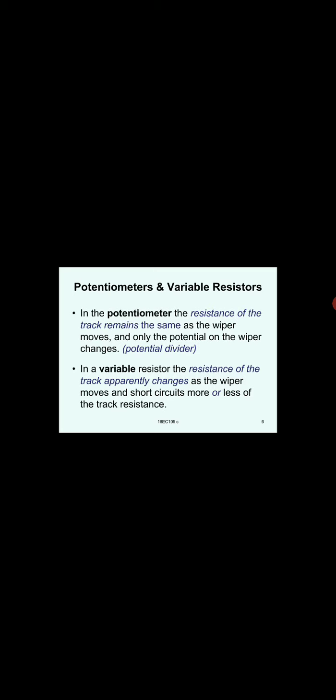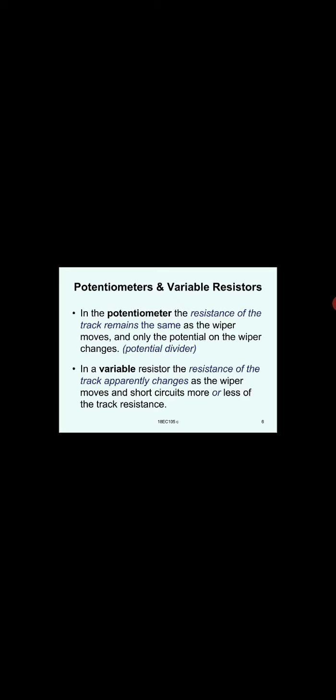Potentiometers and the variable resistors. In the potentiometer, the resistance of the track remains the same. The resistance is not going to vary because that is designed. It remains the same even as the wiper is moving across the full length of the track, and only the potential that is available on the wiper keeps on changing.